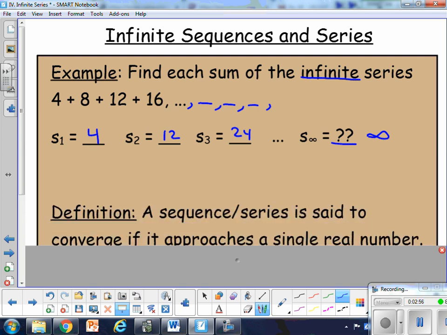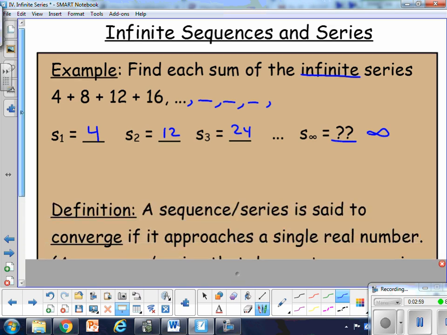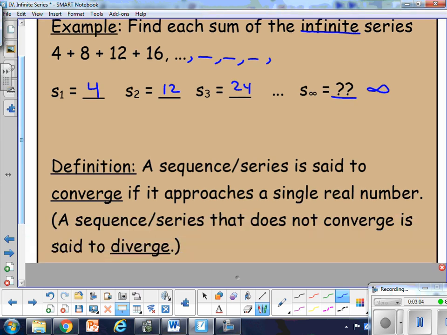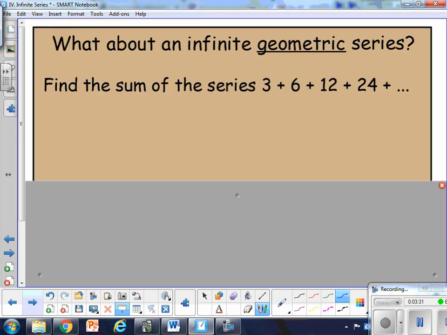Okay, so there's a term for that. This one would actually be said to diverge, because the definition here is a sequence or series is said to converge if it approaches a single real number. Okay, infinity is not a real number. So since this one's sum was infinity, we would say that it diverges. Okay, so we will see in a few minutes when it is possible to actually converge. It might not seem like they ever will. If you're adding up an infinite number of terms, how could it ever converge to a real number? But we shall see.